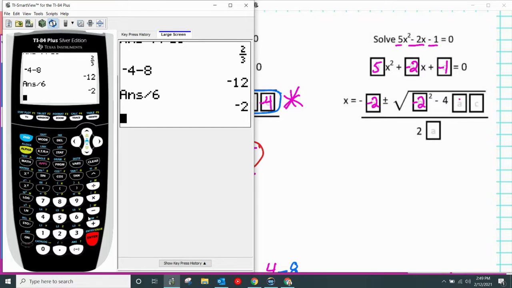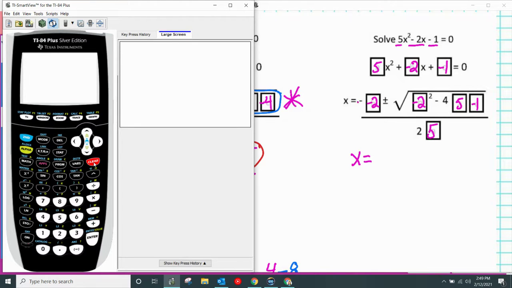Okay, so now I put 4 times 5. And remember, A goes in the bottom as well. And then negative 1 is my C value. Okay, so now I'm going to use the calculator to help me with this when I go to simplify it. So X equals, well, the negative, negative 2. Notice that. There's 2 negatives in a row. That now becomes positive 2. Plus or minus the square root. I'm just going to leave that for now. And then the bottom, I have 2 times 5, which is going to be 10.